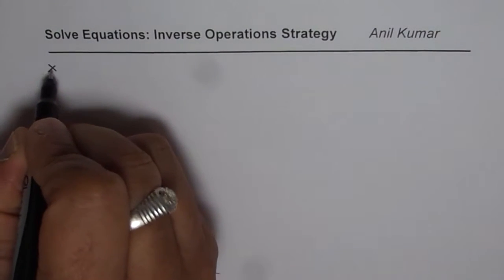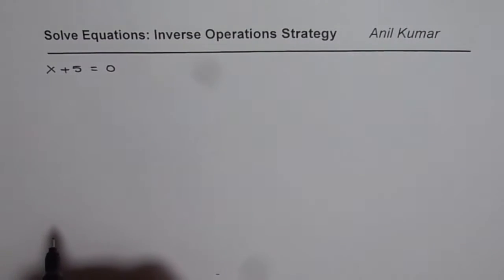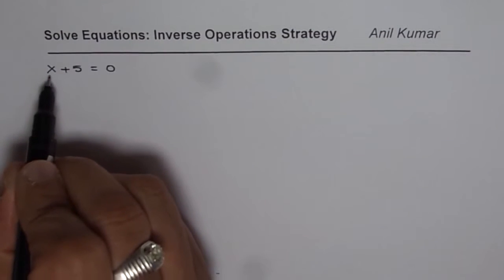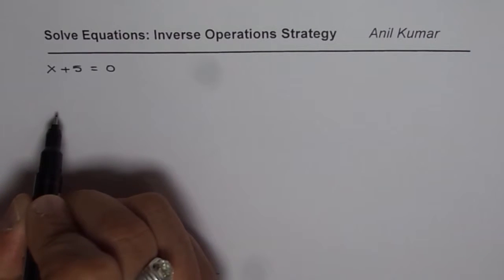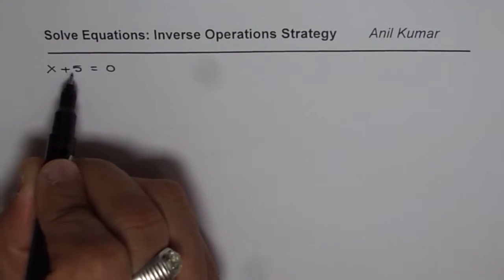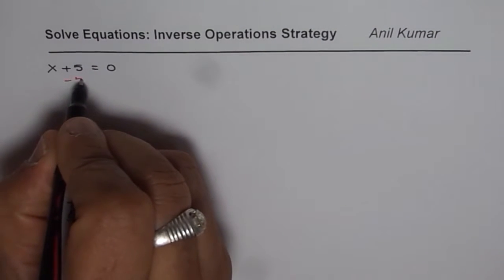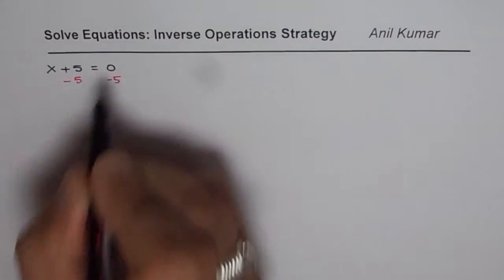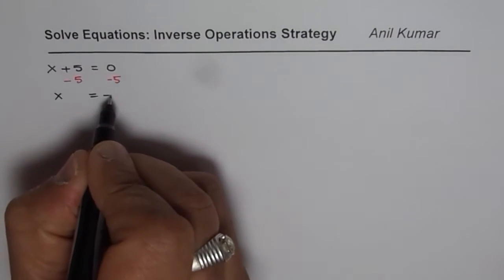So let's begin with a simple equation: x plus 5 equals 0. If we have to solve this kind of equation, what should we do? Solving an equation really means finding the value of x so that the left side is equal to the right side. On the left side we see x with a number, so if I take that number away, for example plus 5, if I add minus 5 on both sides, my equation becomes x equals minus 5.